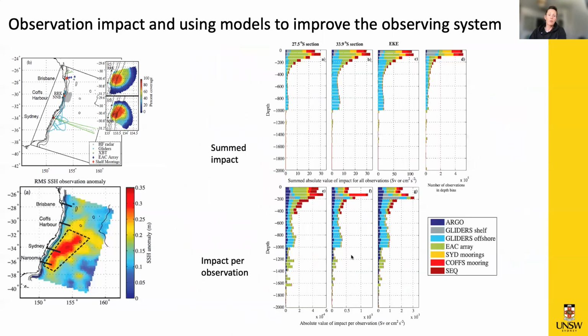And similarly, grouping the observations per depth, again, the top panels show the summed impact and the bottom panels the impact per observation. We see that the impact per observation is greatest in the upper 400 meters, and the gliders, both on the shelf and in the eddies offshore of Sydney, have a considerable impact on estimates of EKE as well as transport through 28 south and 34 south.